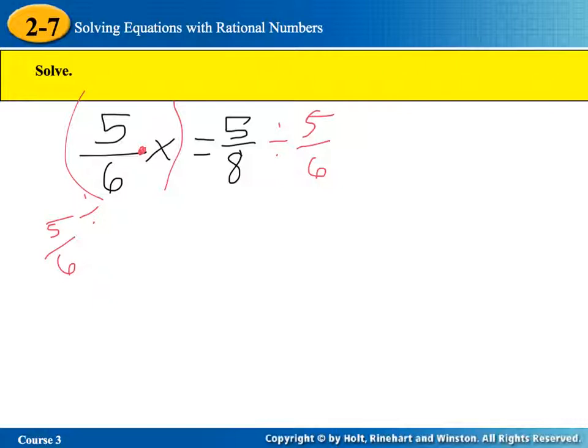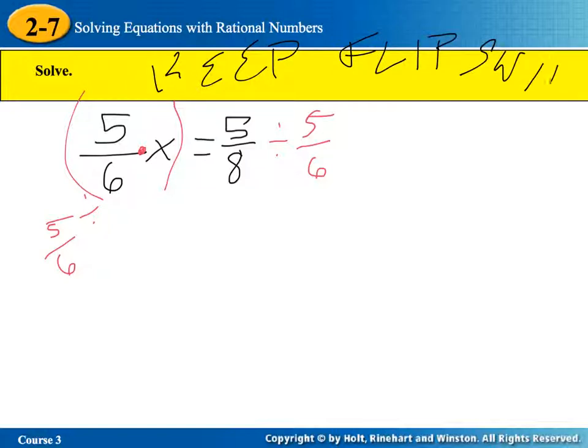Well, let's not divide straight across because I can't take 8 into 6. It'll be a decimal. We don't want to deal with that. So, what are the 3 words that you know about dividing fractions? Keep, flip, switch. I hope you have that memorized. So keep the first one. You're multiplying by the reciprocal.